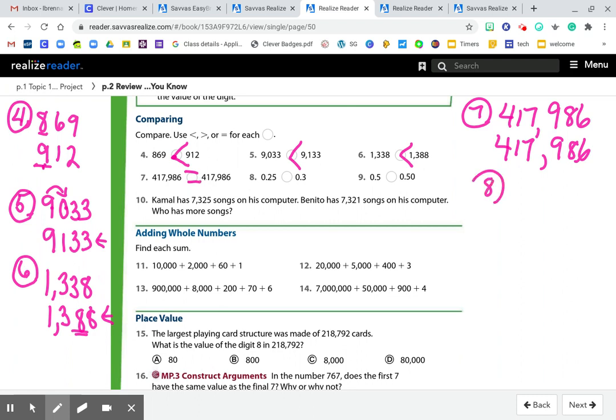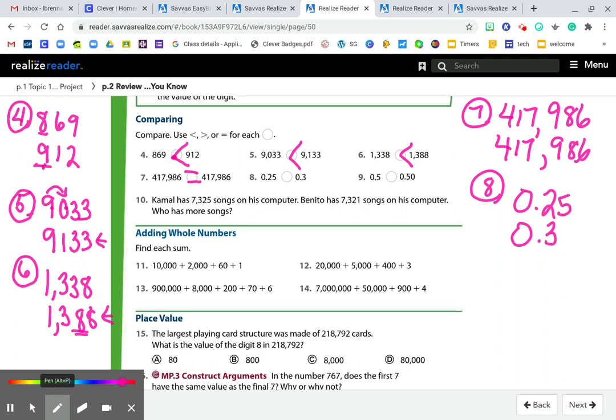For number 8, and this might be a little different for some of you, I'm going to line them up by the decimal. There's a 0 in the ones place, a 3 in the tenths place, and this one has a 5 in the hundredths place. Now, as I'm looking at this, a lot of kids will make the mistake and say 25 is bigger than 3. But you have to remember place value. What's bigger, a 2 or a 3? 3 is larger, so we put our symbol that way.